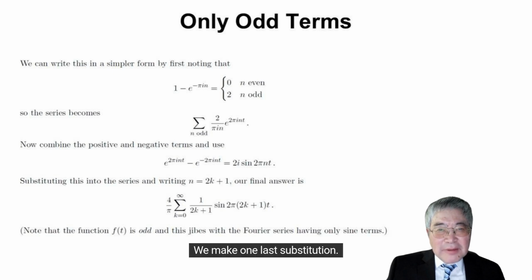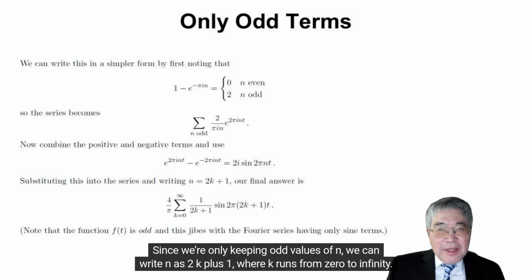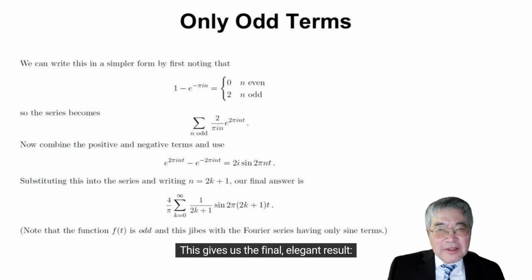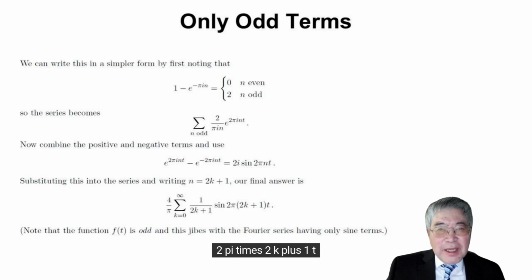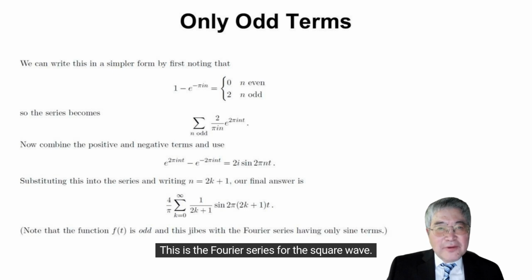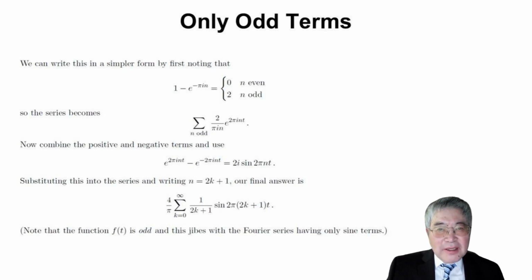We make one last substitution. Since we're only keeping odd values of n, we can write n as 2k plus 1, where k runs from 0 to infinity. This gives us the final elegant result. F of t equals 4 over pi times the sum from k equals 0 to infinity of 1 over 2k plus 1 times sine of 2 pi times 2k plus 1 times t. This is the Fourier series for the square wave.